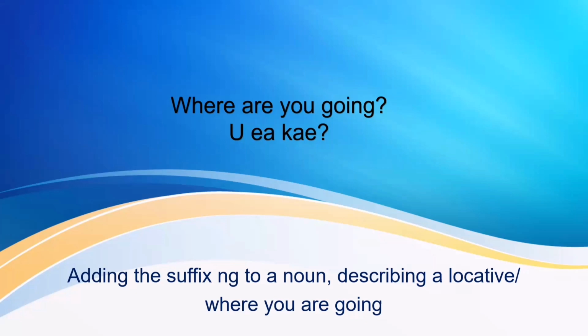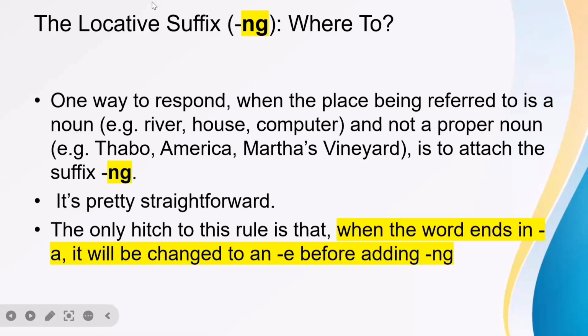So today we're going to learn how to say, where are you going? Uya kae? We're actually going to be focusing on adding the suffix ng to a noun to describe the location where we are going. So without wasting any time, let us go right into it.